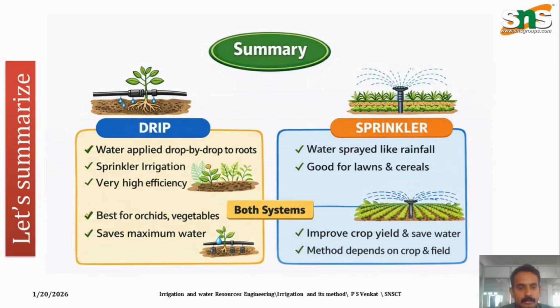To summarize today's lecture, we have learned the following topics: drip irrigation and sprinkler irrigation systems. In a drip irrigation system, it supplies water directly to the root zone. In sprinkler irrigation, it distributes the water like rainfall. Both modern irrigation and traditional irrigation are essential for sustainable agriculture.